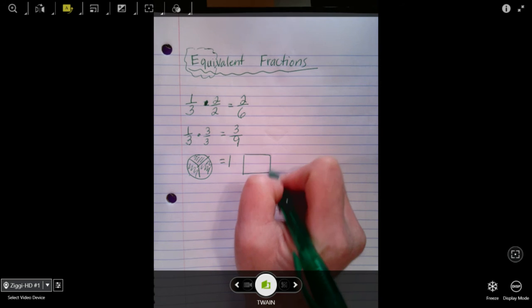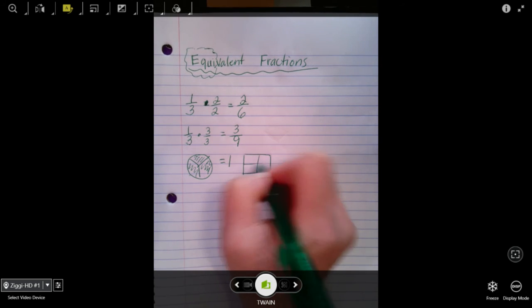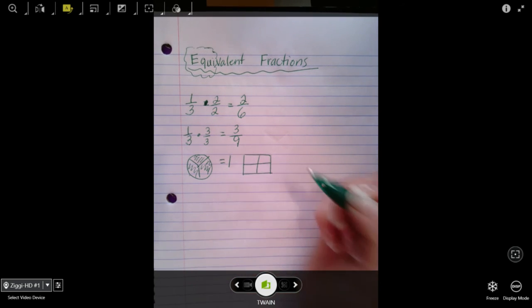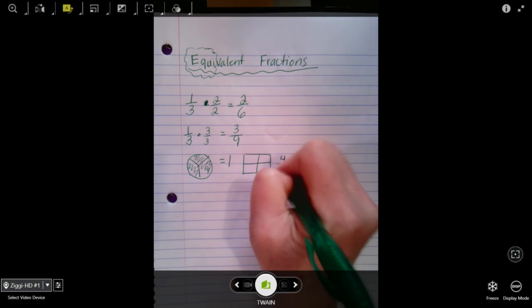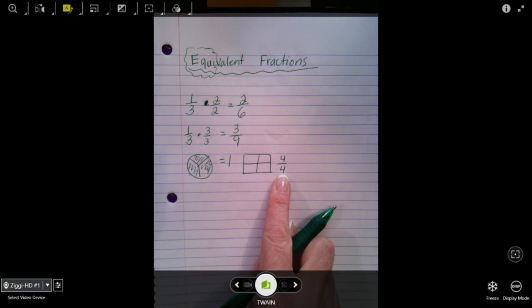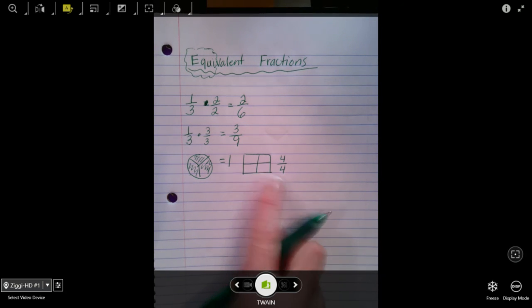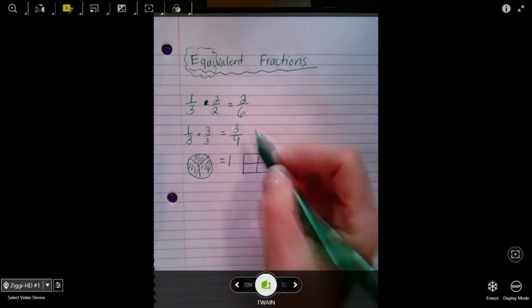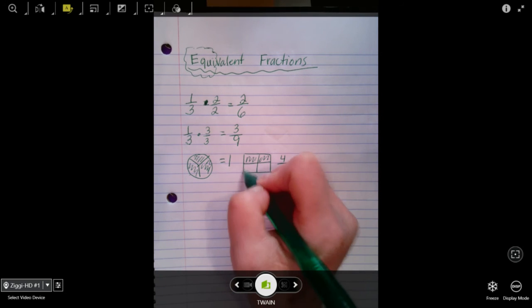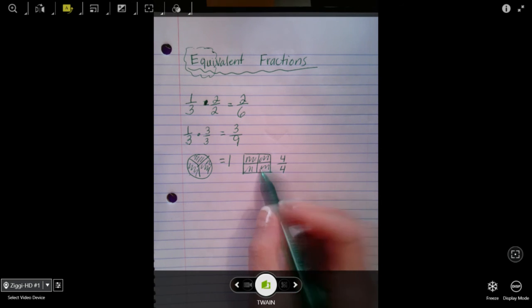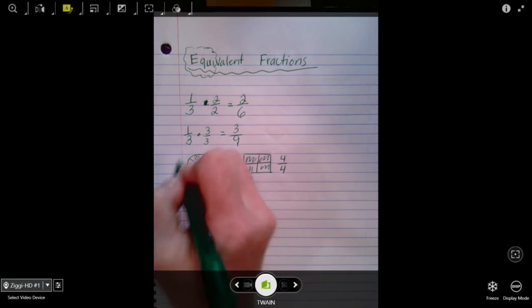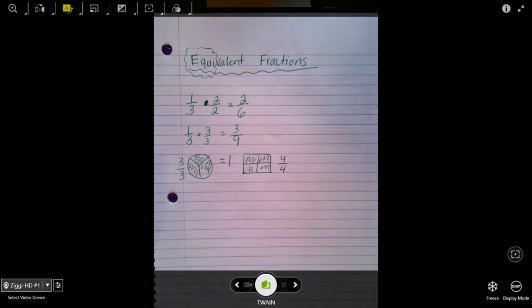This demonstrates it: if I had a pan of brownies and I split them into 4 pieces, the bottom number tells me how many pieces to cut it into. So I cut the brownie pan into 4 pieces, and I ate 4 of them. That means I ate the whole thing. So another way to say 1 is 4/4, 3/3, 7/7. You can see it goes on and on.